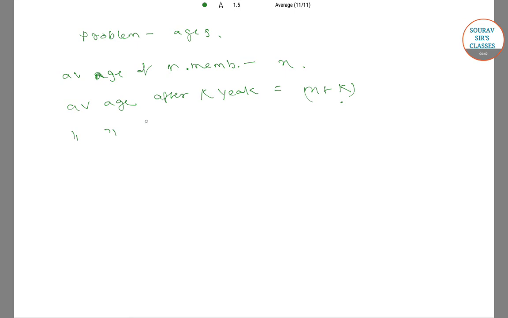and the average age k years back is X minus k, provided none of the family members are born or died in these intervals.